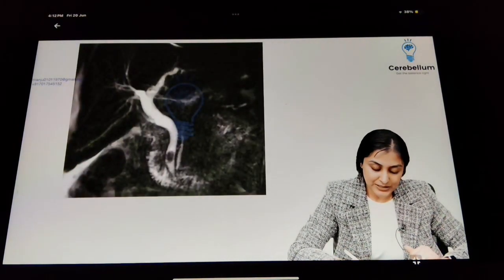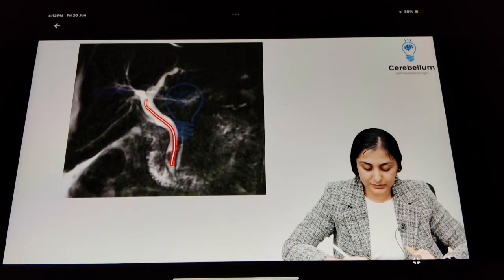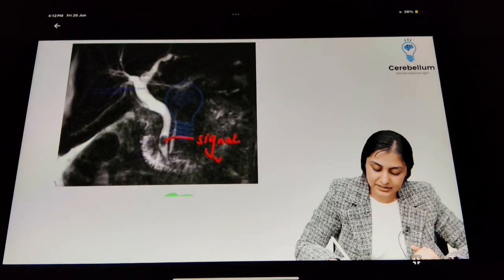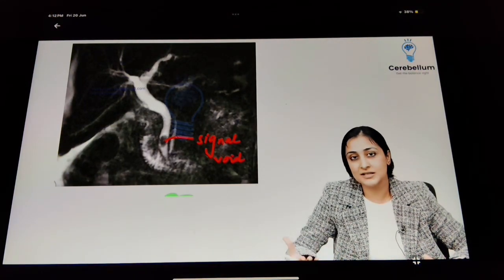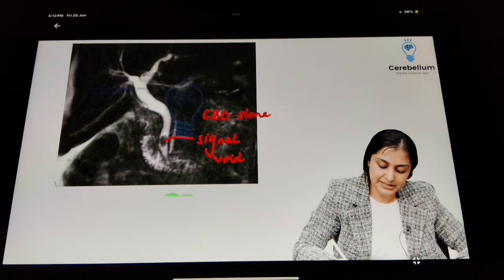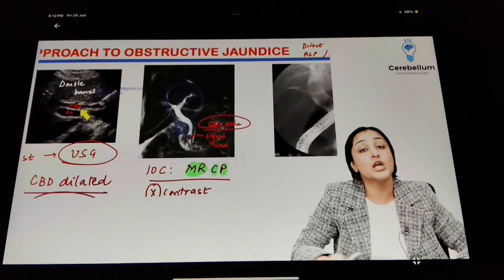Look at the CBD here. You can see these are the intrahepatic bile ducts, and this is the common bile duct here. And can you see one black colored stone here? So this is what is called as a signal void. Basically, there is a void of the signal. There is no bile there. It is replaced by a stone. So that's a CBD stone. So this is how you're going to pick up CBD stone. So the investigation of choice for a CBD stone is MRCP.